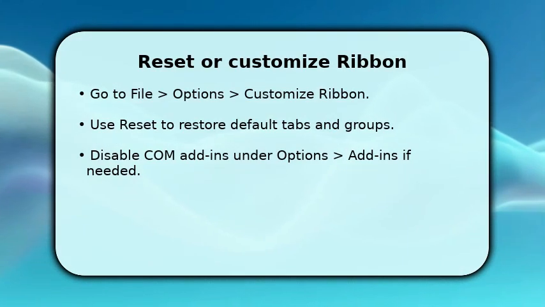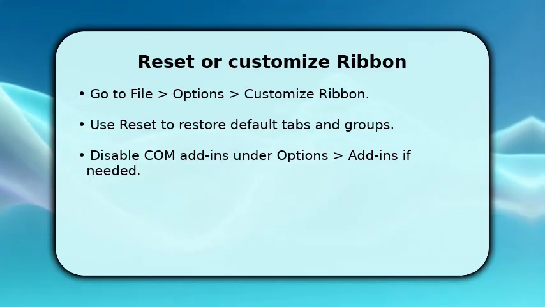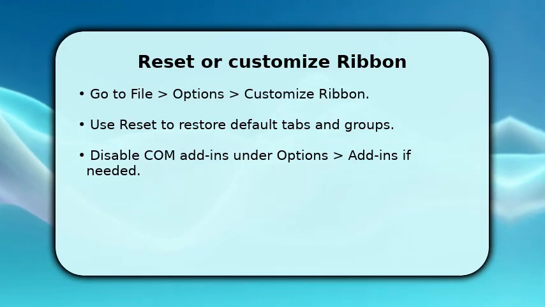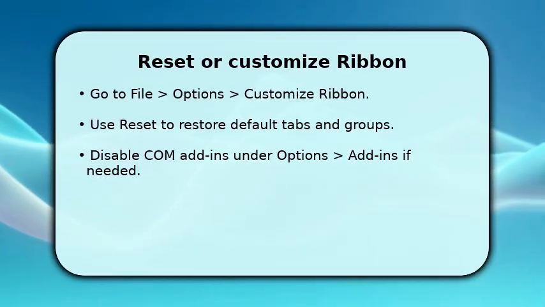Next, you'll confirm ribbon settings and reset if needed. Open File, Options, then Customize Ribbon so you can see active tabs. Use Reset to restore defaults if items are missing. After resetting, check Quick Access toolbar and restore any removed commands.